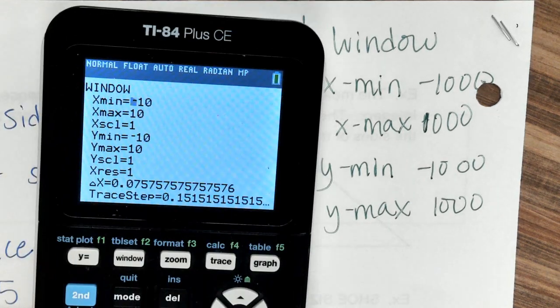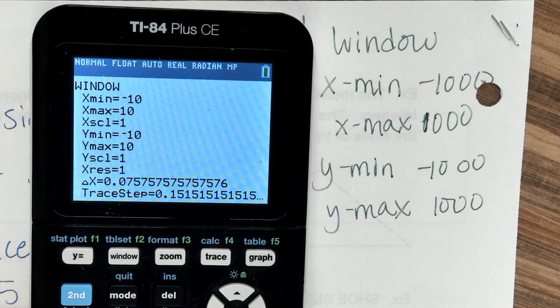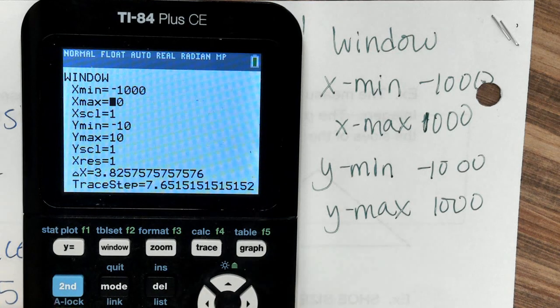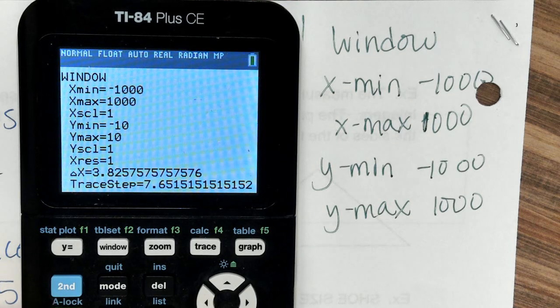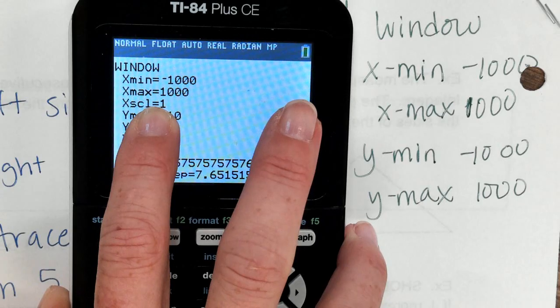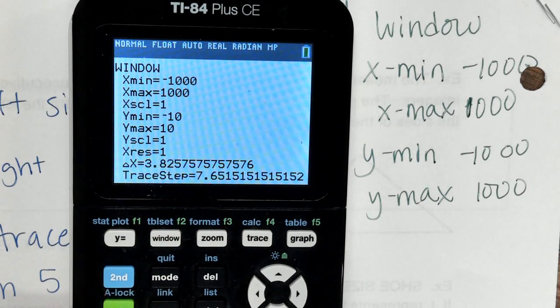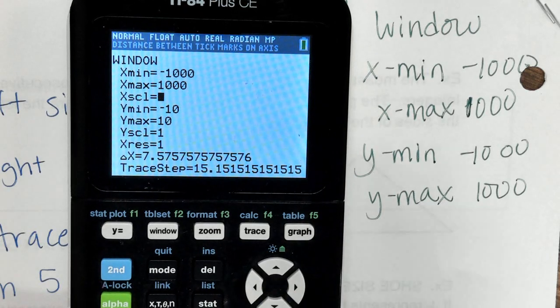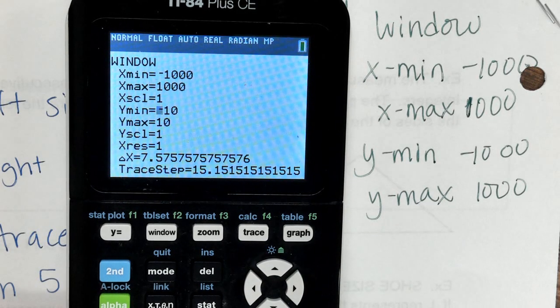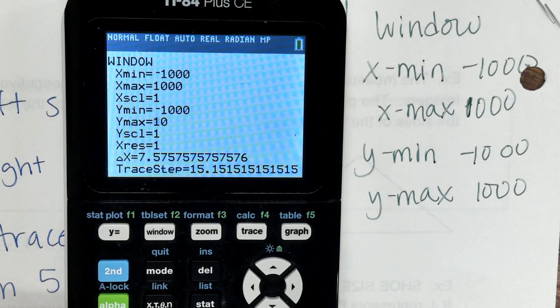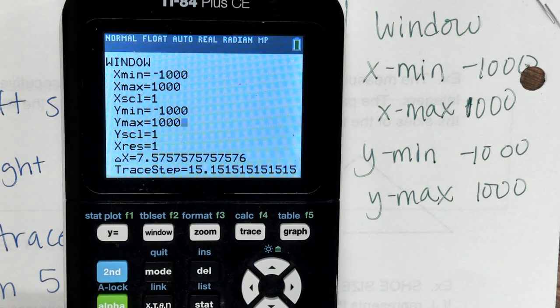All right, so go change them. Change the x minimum to negative 1,000. Change the x maximum to positive 1,000. This right here is the scale it's counting by. Don't even worry about it. It's just saying it's counting by ones. Don't change it. Now go to y minimum. Change it to what? Negative 1,000. Change the y maximum to positive 1,000.